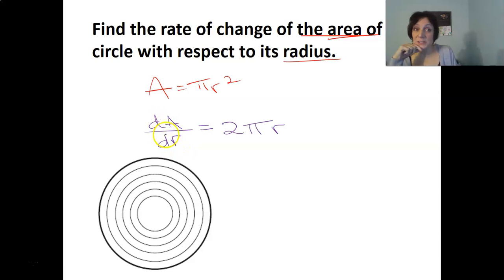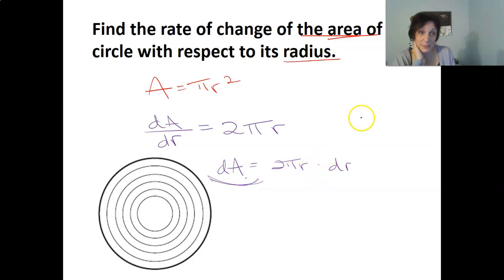So just like with deltas, I could break this apart, right? I could say, you know what, I'm going to go ahead and multiply dr to the other side. Now, why would I want to do that? It's telling me I have an equation now for the change in area, and I can see what it depends on. It depends on two things. It depends on the radius right now, and it depends on how much you plan to change the radius.